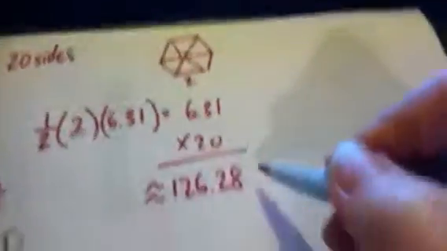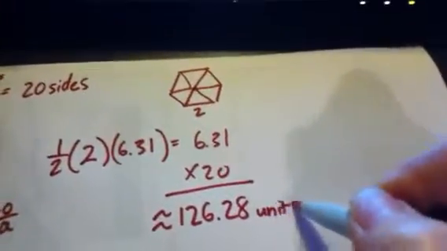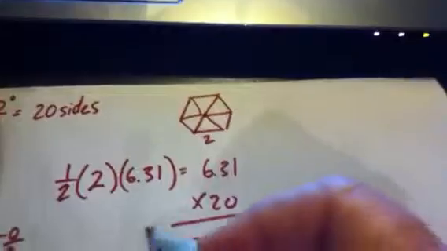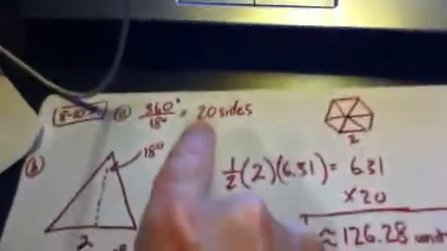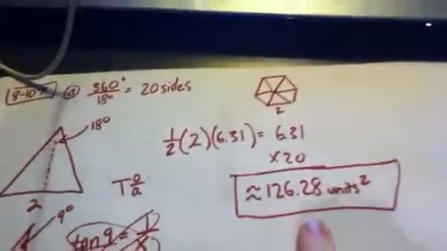And those are square units. I don't think we had any units. So that's the answer to letter B. Is there any more? Nope, that's it. That's the area. So the number of sides was 20, and the area is 126.28.